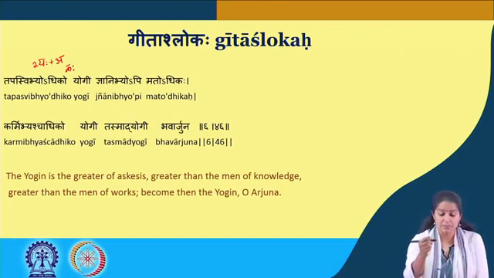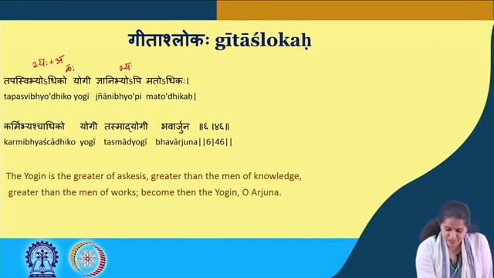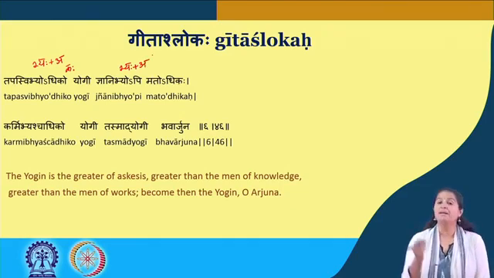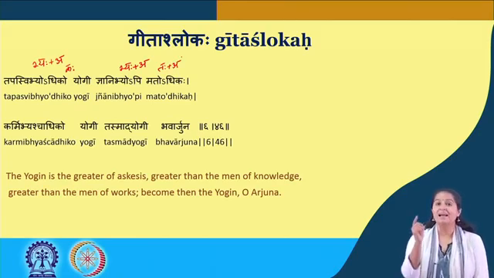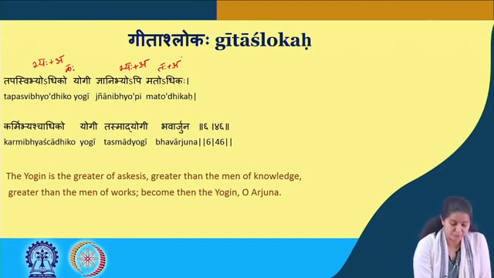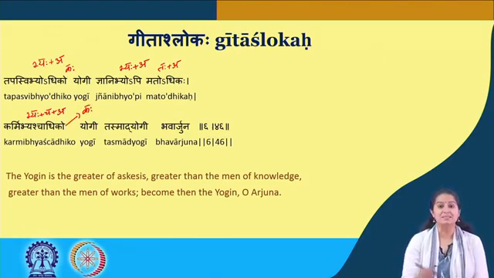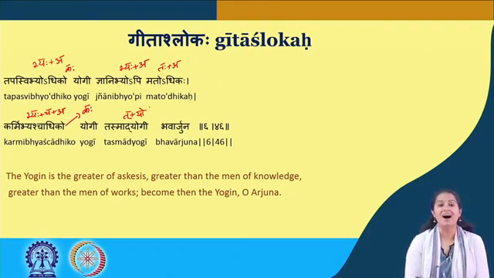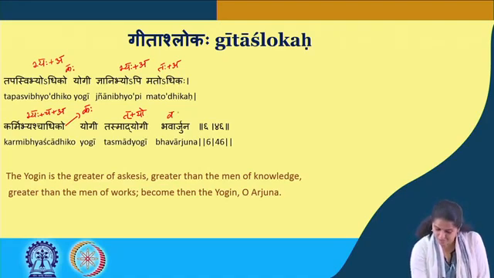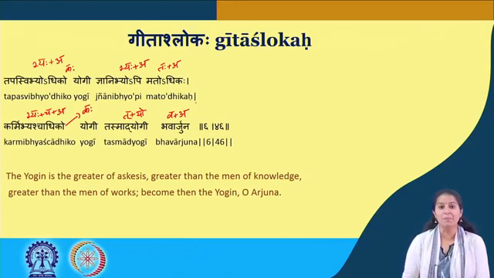Yogi, jnanibhyopi would be jnanibhyaha plus api. Matodhikaha. Again we have another visarga sandhi there, mataha plus adhikaha. Karmibhyashchadhiko. There we've got quite a few. Karmibhyashcha, so karmibhyaha plus cha plus adhiko. Then tasmad yogi: it will be tasmat plus yogi. Bhavarjuna will be bhava plus arjuna. Uttamam.